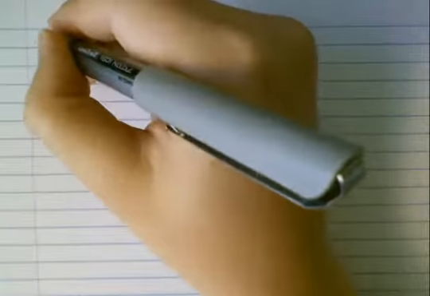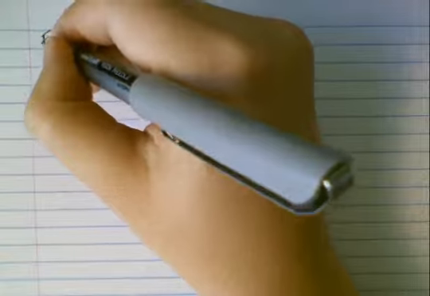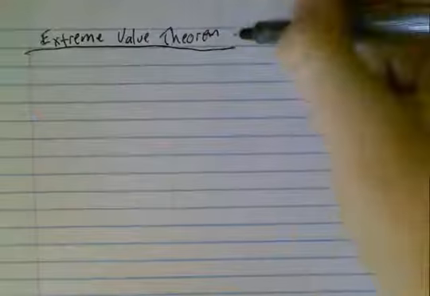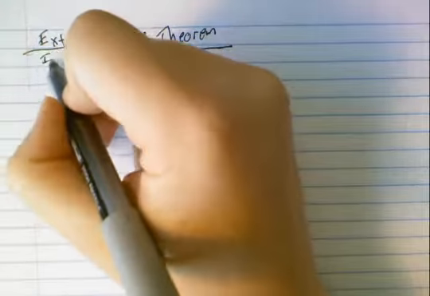The intermediate value theorem and the mean value theorem are what are called existence theorems. They just say that something exists. There are some other existence theorems, and we're going to look at one, the extreme value theorem. This one is not used quite as much, but it's still a good one to know.